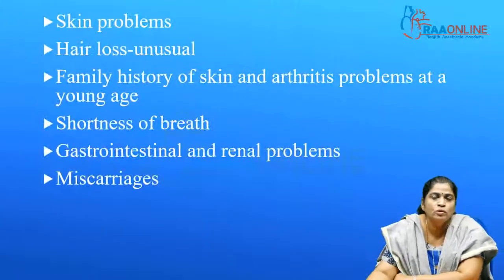So basically, when you see a patient with joint pains, you ask for early morning stiffness and if there are any fever episodes to see if this is inflammatory. And if you think this is inflammatory joint pain, the questions you can ask are whether they have any skin problems, whether they have any unusual hair loss, is there a family history of skin or arthritis problems at a young age. And you have to ask for other system involvement. Do they have shortness of breath, gastrointestinal, renal problems? You should also ask for a reproductive history because it could indicate antiphospholipid syndrome if they have had multiple miscarriages.